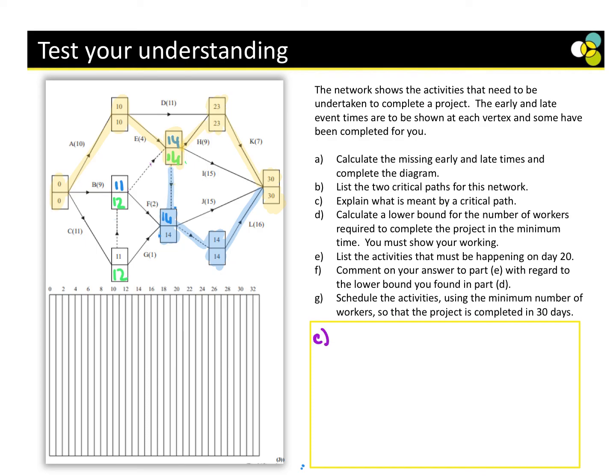Okay, so when I draw these, first of all, explain what is meant by a critical path. What is a critical path? A critical path is a path that contains critical activities. And critical activities have a float of? Okay, something like that's perfect. Right, the two critical paths are.